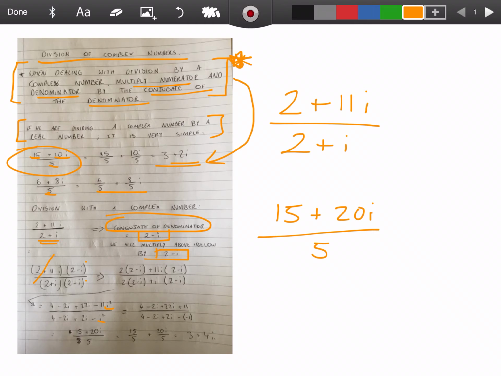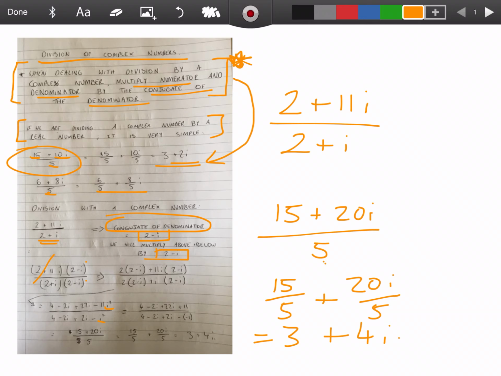And now, no issues whatsoever, because I've got a real number at the bottom. I can split it up nice and easily. I've got 15 over 5 plus 20i over 5. I'll just divide each of those in to end up with 3 plus 4i. And that's all there is to it.